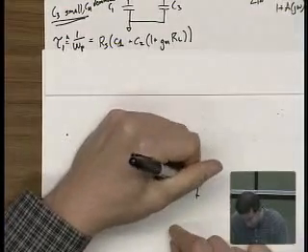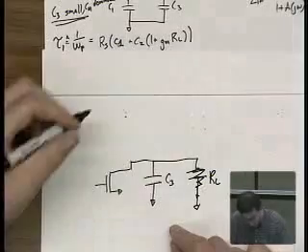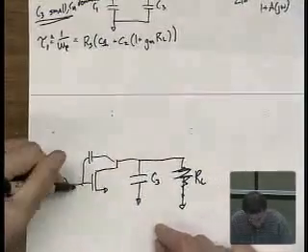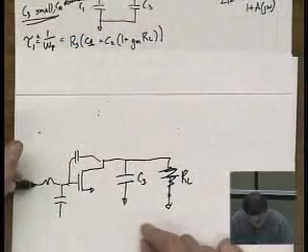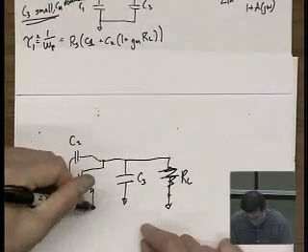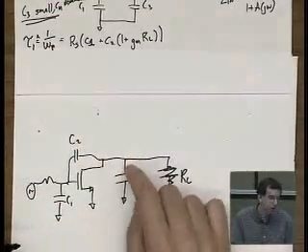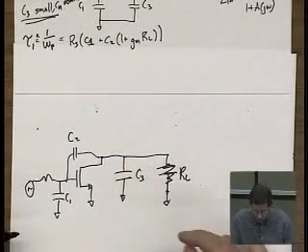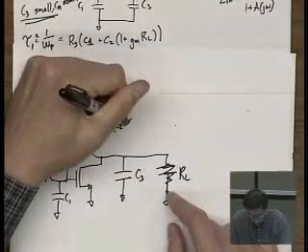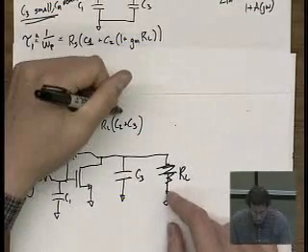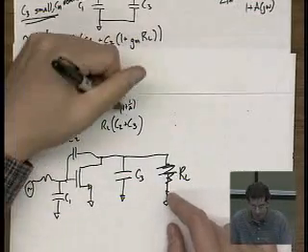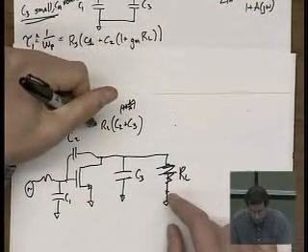Okay. So now we're trying to calculate the pole at the output. And the quick analysis would be, well, it's RL times C2 plus C3. And C2 has some slight Miller, 1 over 1 plus A. Okay. But basically, tau 2. This is wrong.